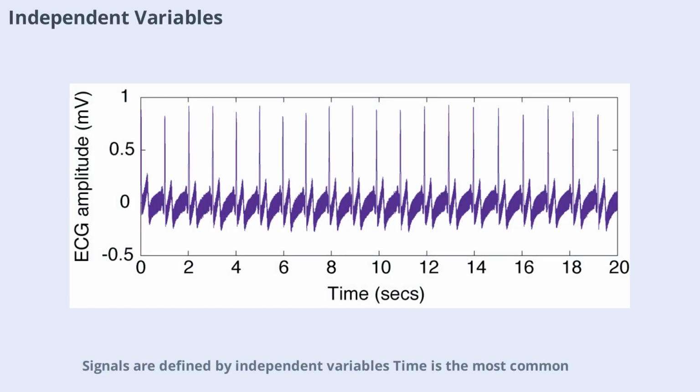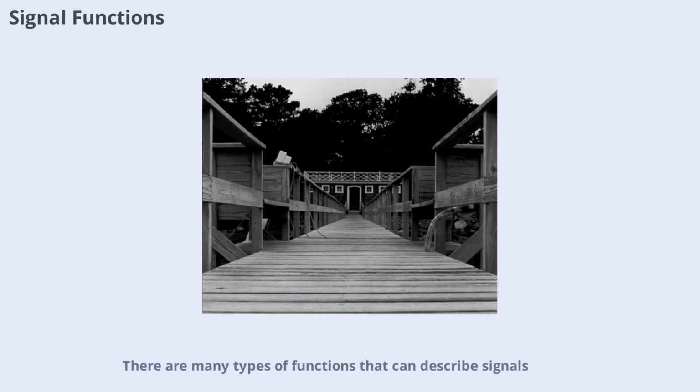Signals are defined by independent variables. Time is the most common, with x(t) representing a signal as a function of time. But signals can also depend on space, making them two- or three-dimensional. The relationship between the amplitude-dependent variable and the independent variable is what defines the signal. Different types of functions, continuous, discrete, or random, can be used to describe signals, each with its own set of properties and applications.